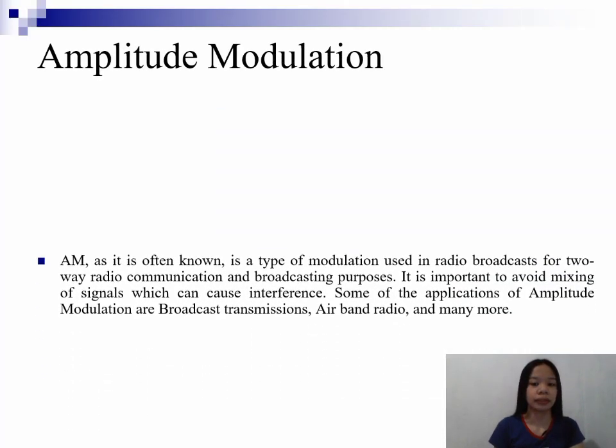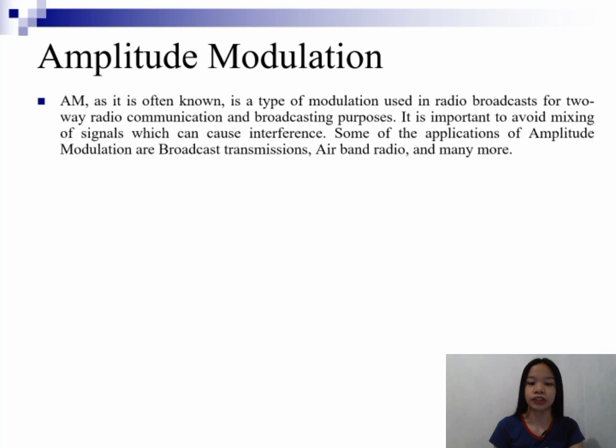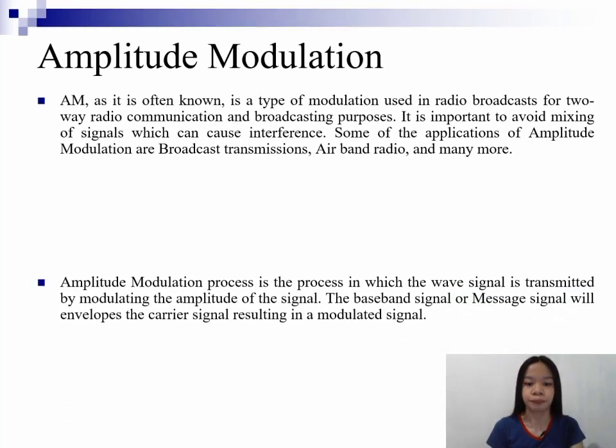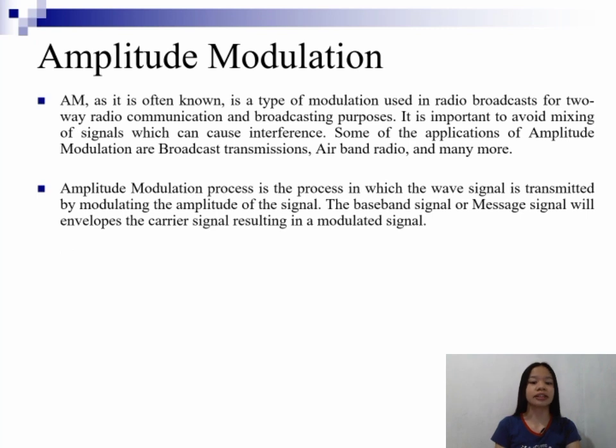So what is amplitude modulation? Amplitude modulation, or AM, is a type of modulation used in radio broadcast, for two-way radio communication, and broadcasting purposes. The amplitude modulation process is the process in which the wave signal is transmitted by modulating the amplitude of the signal, and is commonly used in transmitting information through a radio carrier wave.